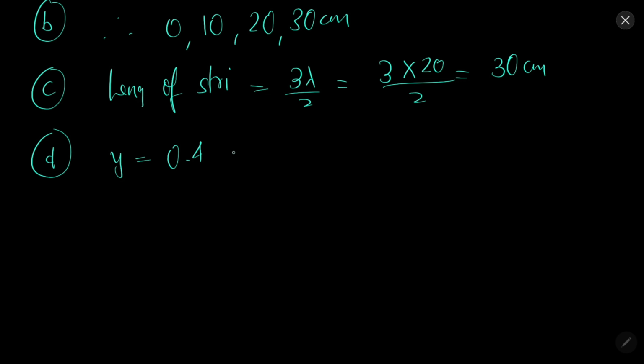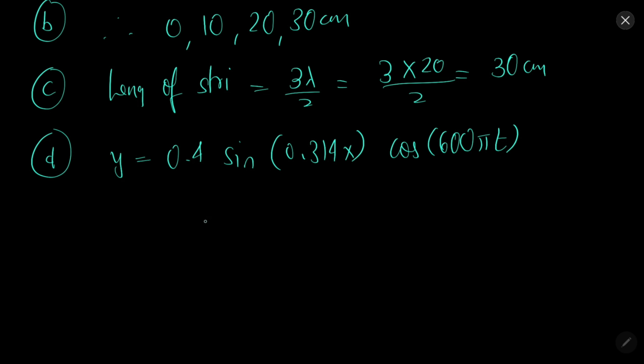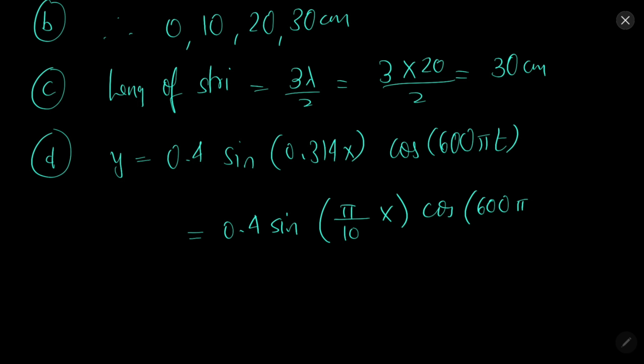Now y equal to, this is given, x cos 600 pi t, so 0.4 sine pi by 10 into x cos 600 pi t. So V will be omega by k, which will be 6000 centimeter per second or 60 meters per second.